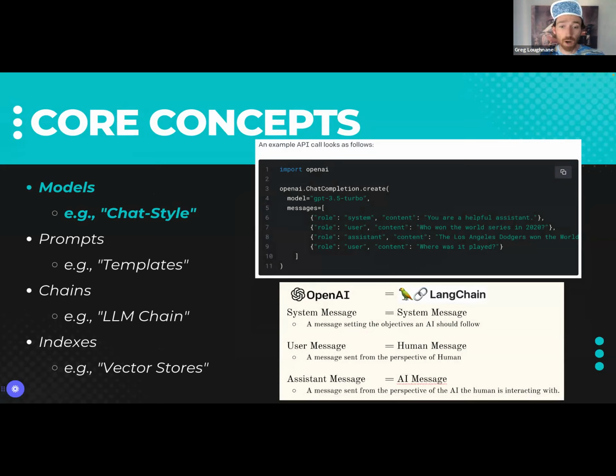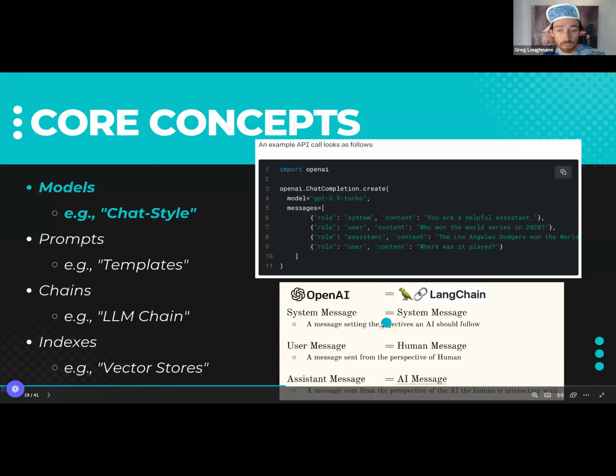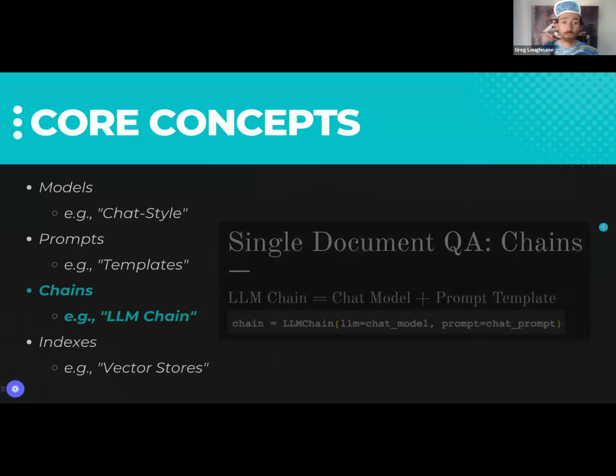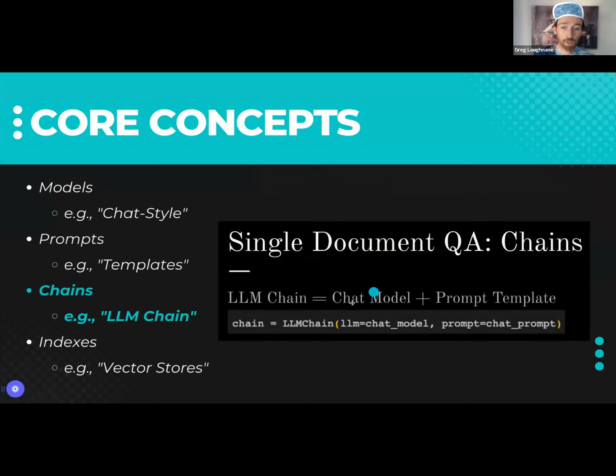And we use the chat style model. We use that OpenAI chat style with 3 different roles: system, user, and assistant. And we saw that the system, user, and assistant corresponded to the system, human, and AI messages in LangChain. We saw that prompt templates in LangChain could allow us to easily interact with our model without really redoing any setup work. We saw that the chain was really something very straightforward. It was simply a way to combine that chat model with that prompt template in something as simple as a call like this, an LLM chain.